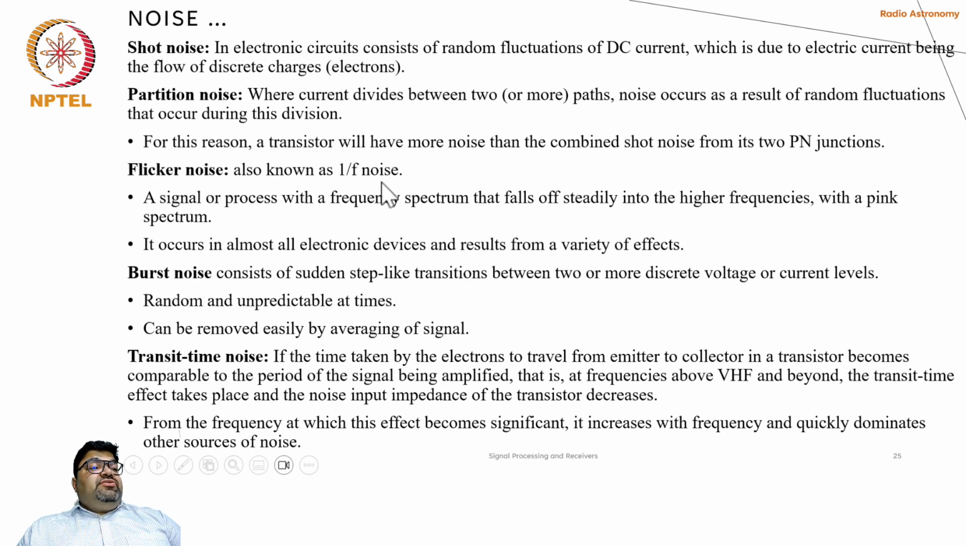Flicker noise, also known as 1/f noise, is a very important characteristic noise. We will talk about it later when we talk about the ionosphere, wave propagation, etc. But it's a very important thing to note, particularly regarding the electronic components and calibration of the gains of the electronic components. 1/f noise or flicker noise is sometimes even called pink noise. It is a signal or process with a frequency spectrum that falls off steadily into higher frequencies, a pink spectrum. It occurs in almost all electronic devices and results from a variety of effects.